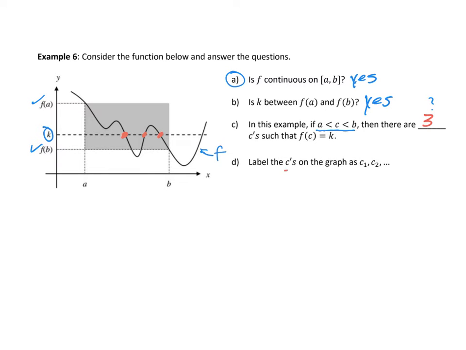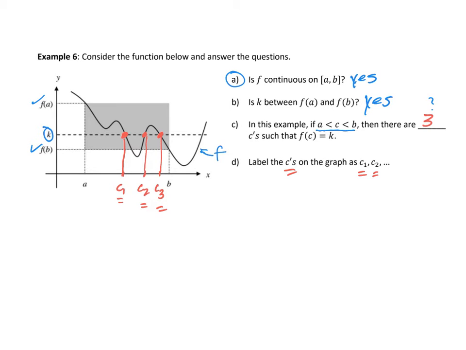And then what we're going to do is label the C, C1, C2, C3, and so on. So here's C1 on the x-axis. Here's C2 on the x-axis. And here's C3 on the x-axis. Remember, these C's are just x-values. So they are actual numbers on the x-axis. They're not these ordered pairs that make the dots up here. So these are not C's. The x-coordinate of those points are the C's.